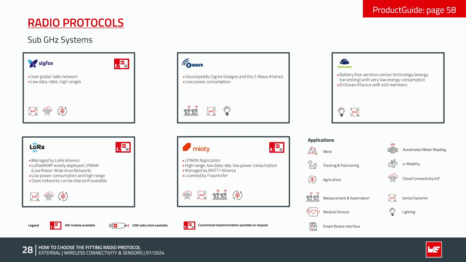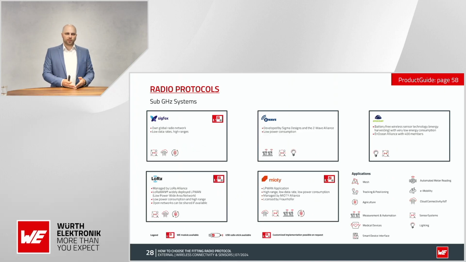And what is here the big advantage? Because of the lower frequency, you have a bigger wavelength. And with a bigger wavelength, you will get a better range and a better penetration through walls and through buildings. And so it's really, for the higher ranges, it's very often needed to get into the sub-gigahertz systems.